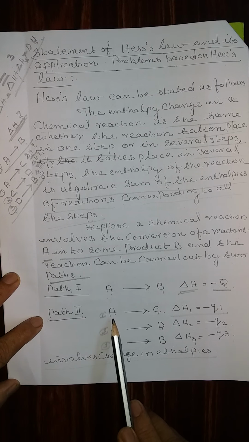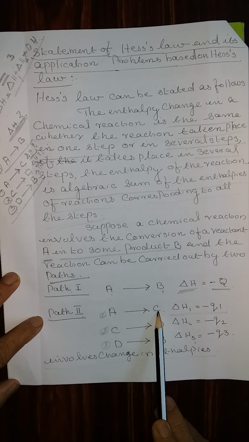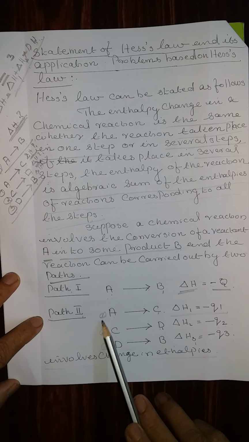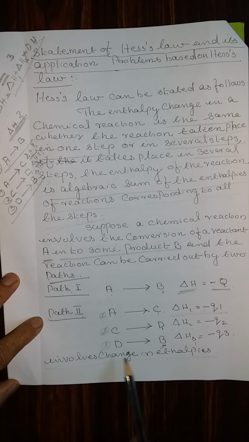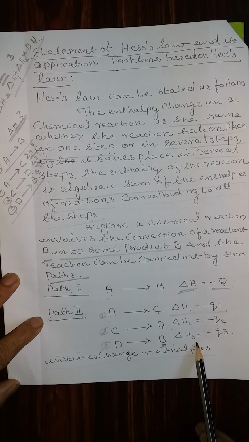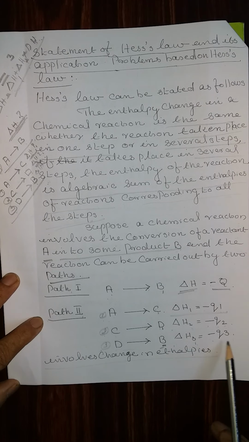First step, A is converted into C. The delta H1 for the first step is minus Q1, that means small letter q1. The second step, C is converted into D, that means delta H2 is equal to minus Q2. Third step, D is converted into B, that means delta H3 is equal to minus Q3.